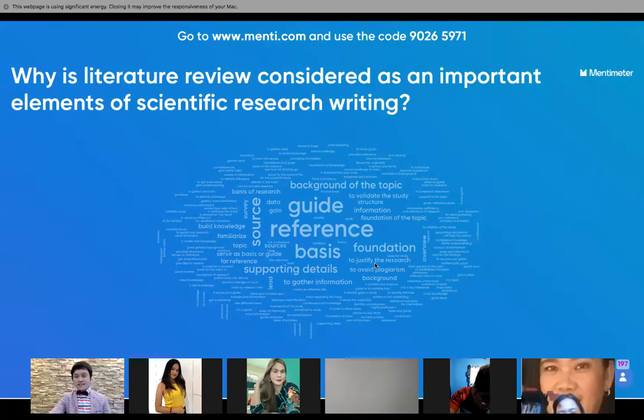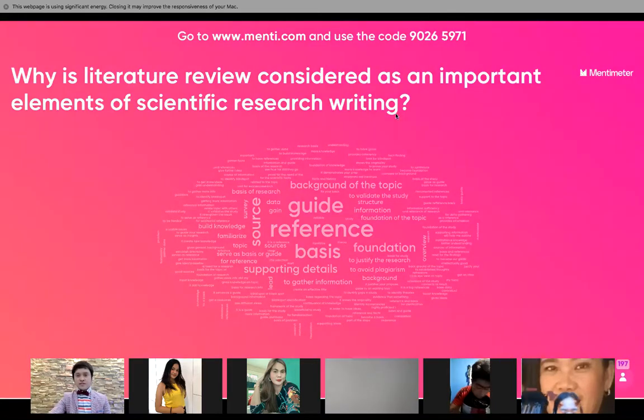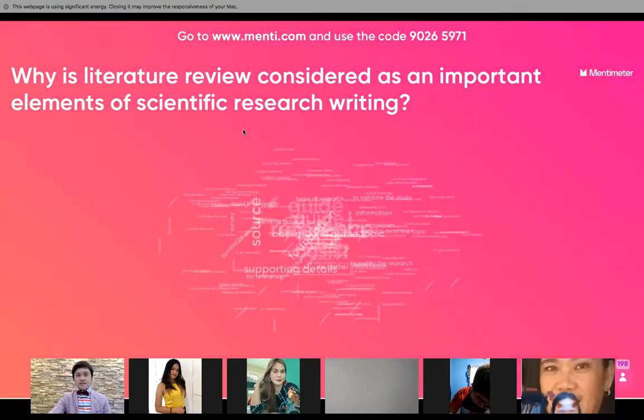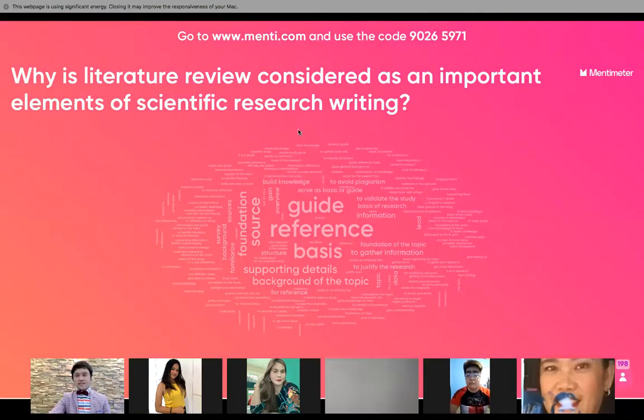So, once again, thank you so much for all your answers. All your provided answers are correct, but I only highlighted the bigger words because ibig sabihin nun, yung mga bigger words na yan, sila yung mas maraming sumagot dyan. So all your answers ay correct, no? So siguro, pwede niyong bigyan ng virtual clap yung sarili ninyo.